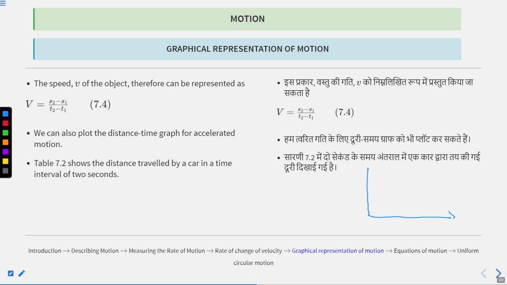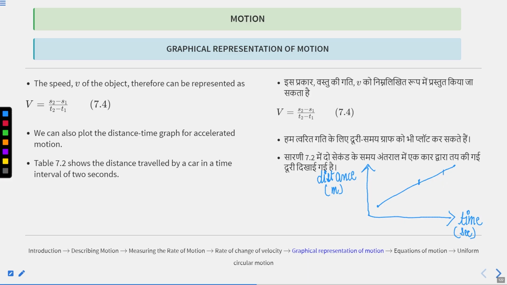So we were understanding this case where the x-axis is the time axis and the scale was seconds, and the y-axis is our distance and our scale was in meters. And we have learned that in uniform motion, the curve of the distance-time graph is a straight line.